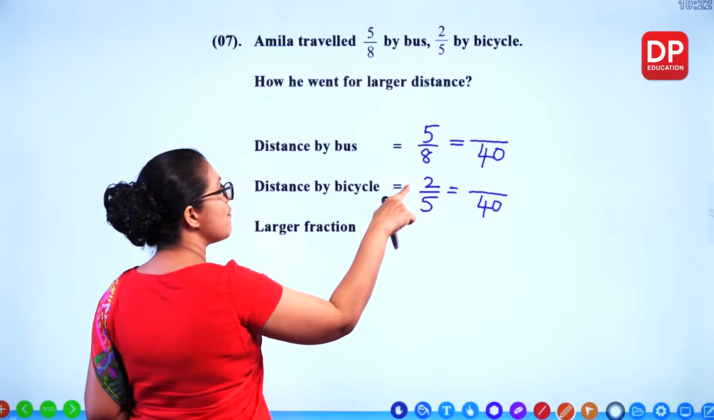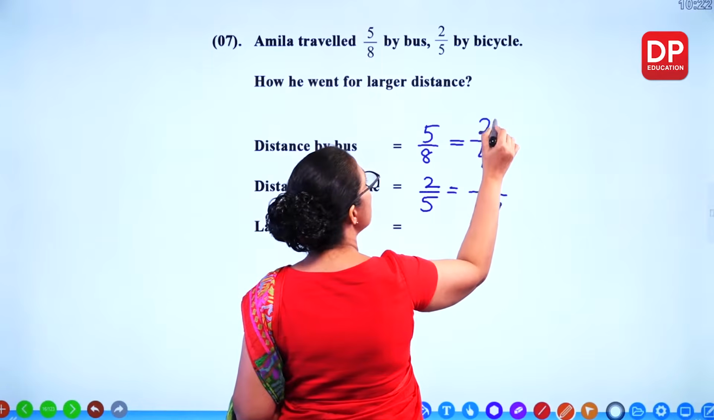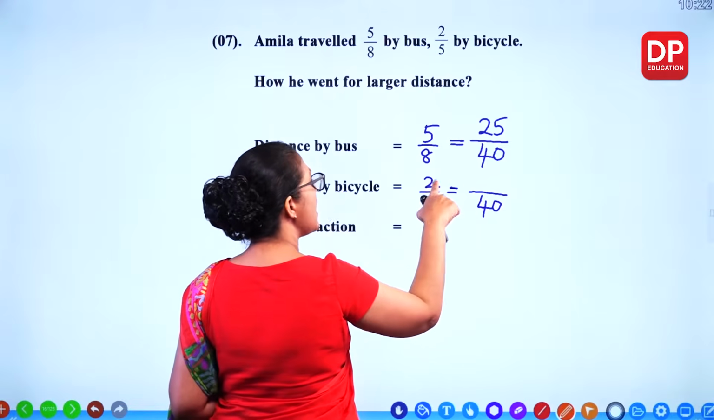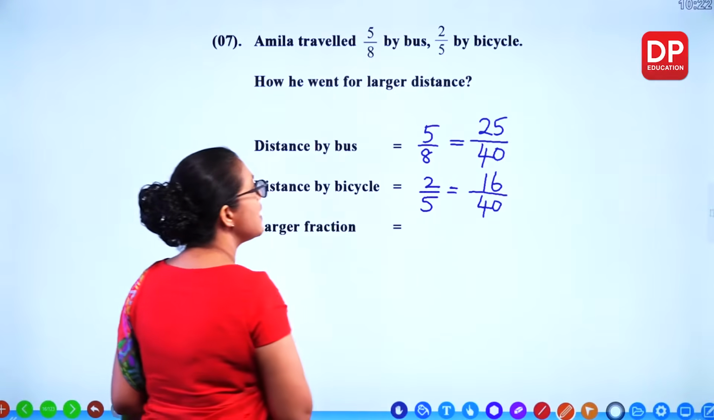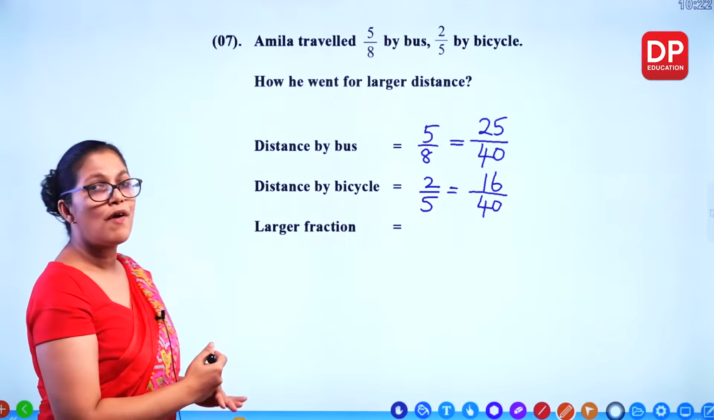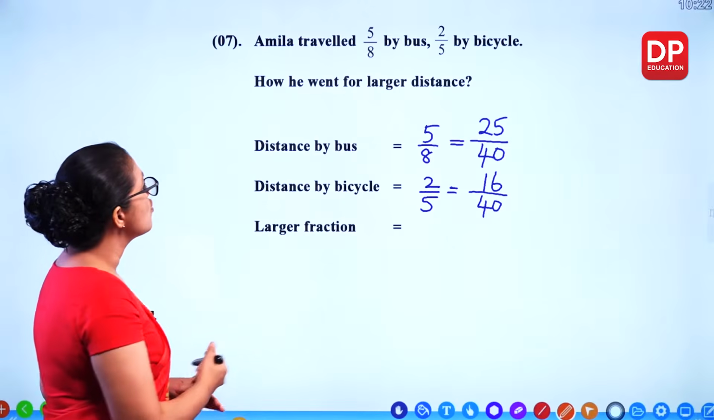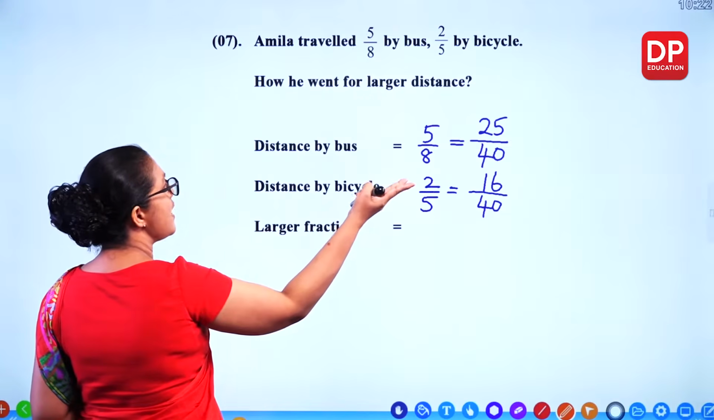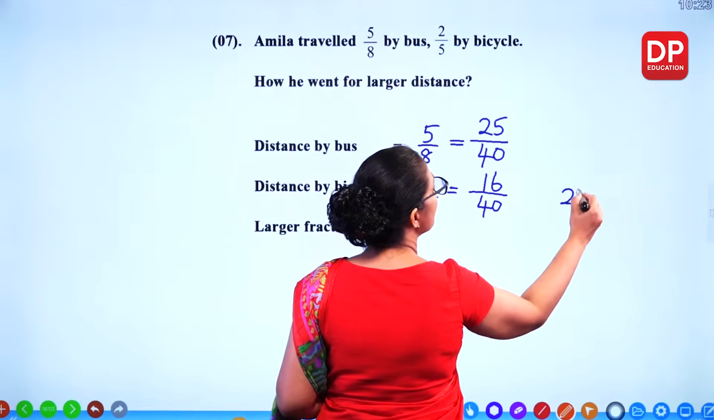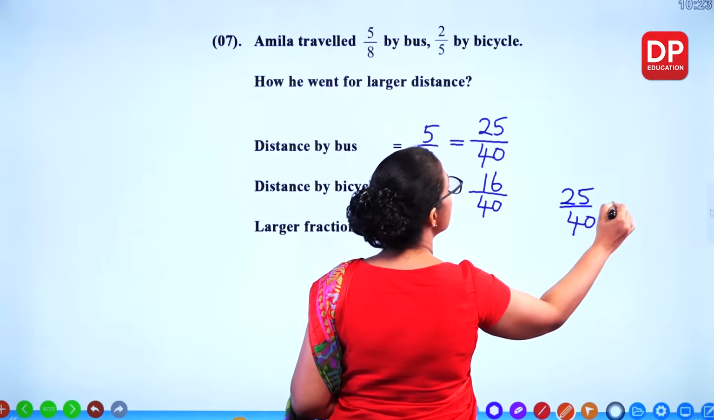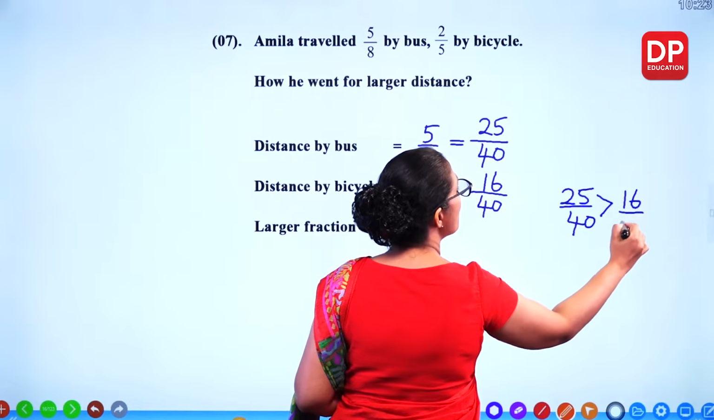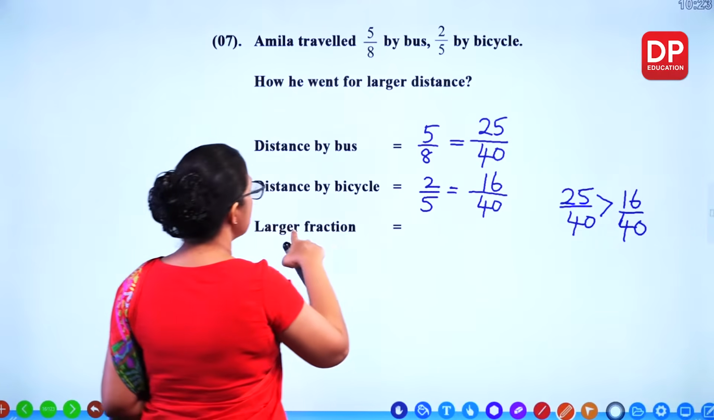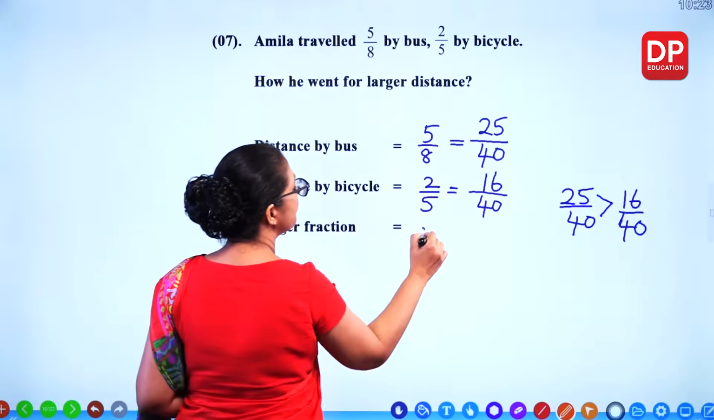8 multiplied by 5, you get 40. 5 times 5, 25. 5 multiplied by 8, you get 40. 8 times 2, 16. Now, which one is bigger? 25 is bigger than 16. So, distance by bus is greater. So, 25 over 40 is greater than 16 over 40. That means distance by bus is the larger fraction.